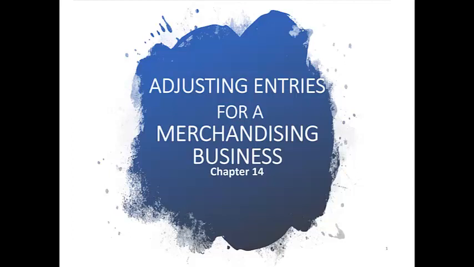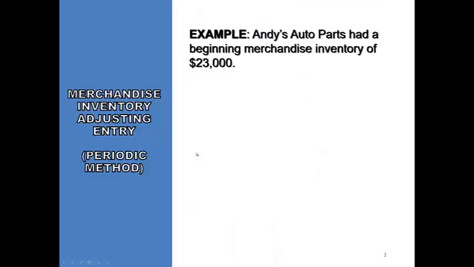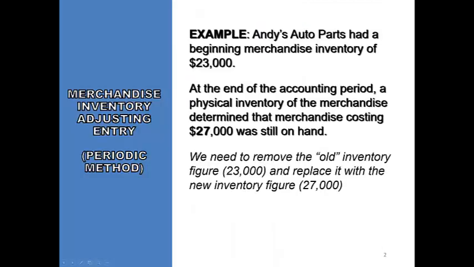In Chapter 14, we're going to be reviewing adjusting entries again. We're going to revisit some that we did already back in Chapter 5, and we're going to look at some new ones that are related to a merchandising business. We'll get right to it. So the first one is the merchandise inventory adjusting entry under the periodic method.